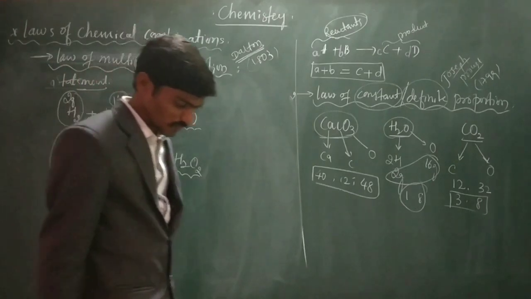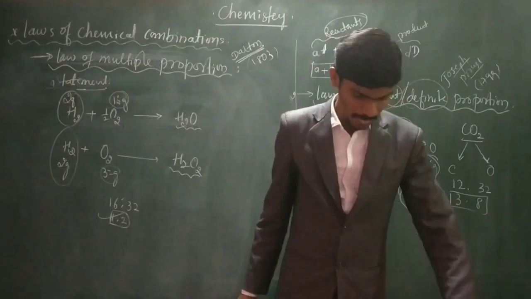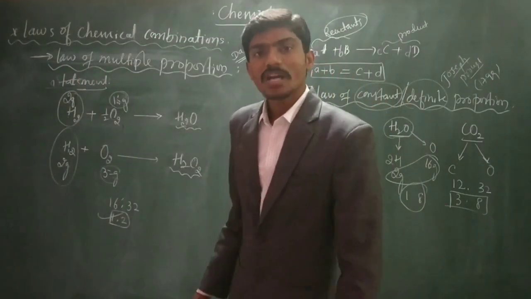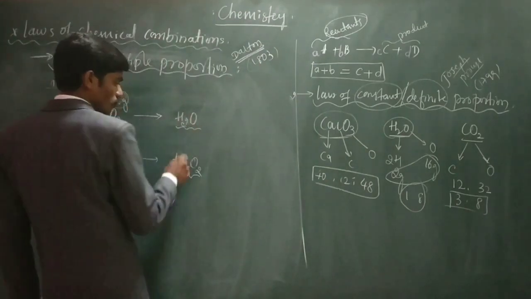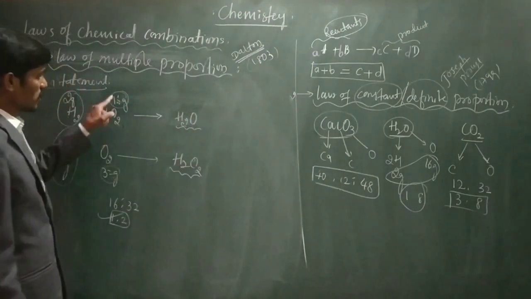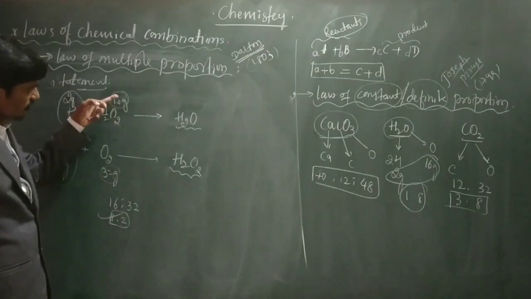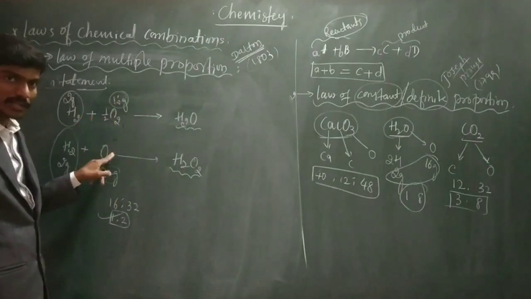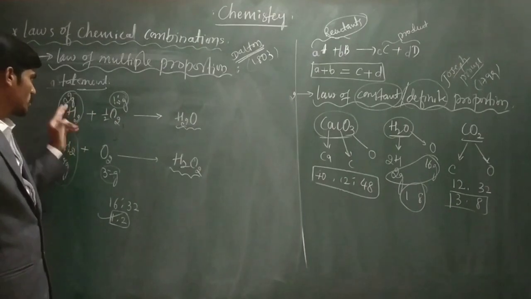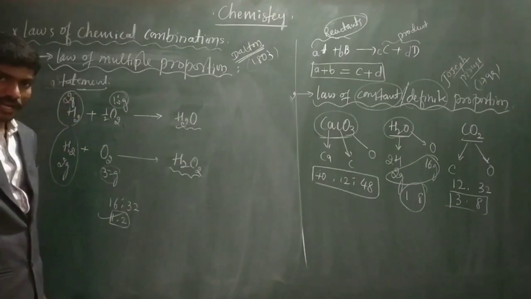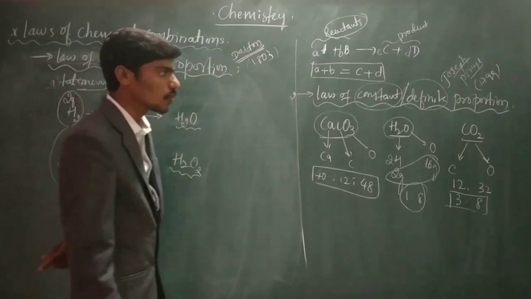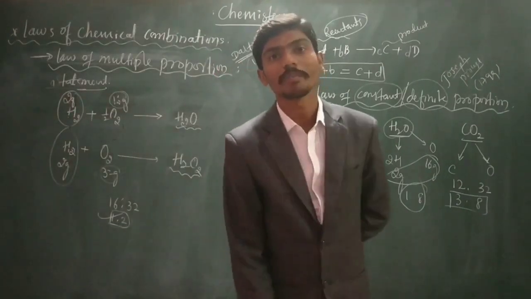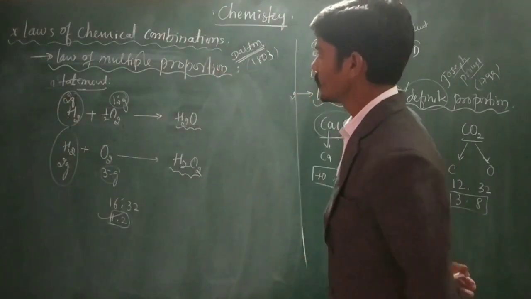Note down the statement. When two elements combine with each other to form more than one product, then the ratio of masses of one element which combine with a fixed mass of other element are in the simple whole number ratio. So this is your statement.